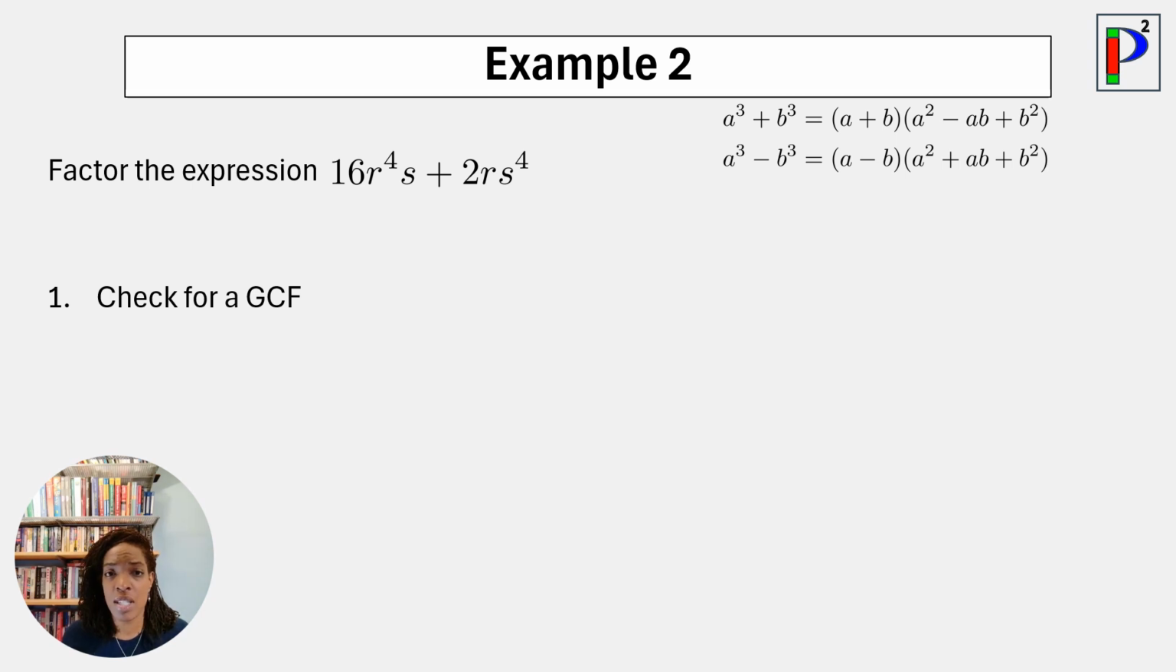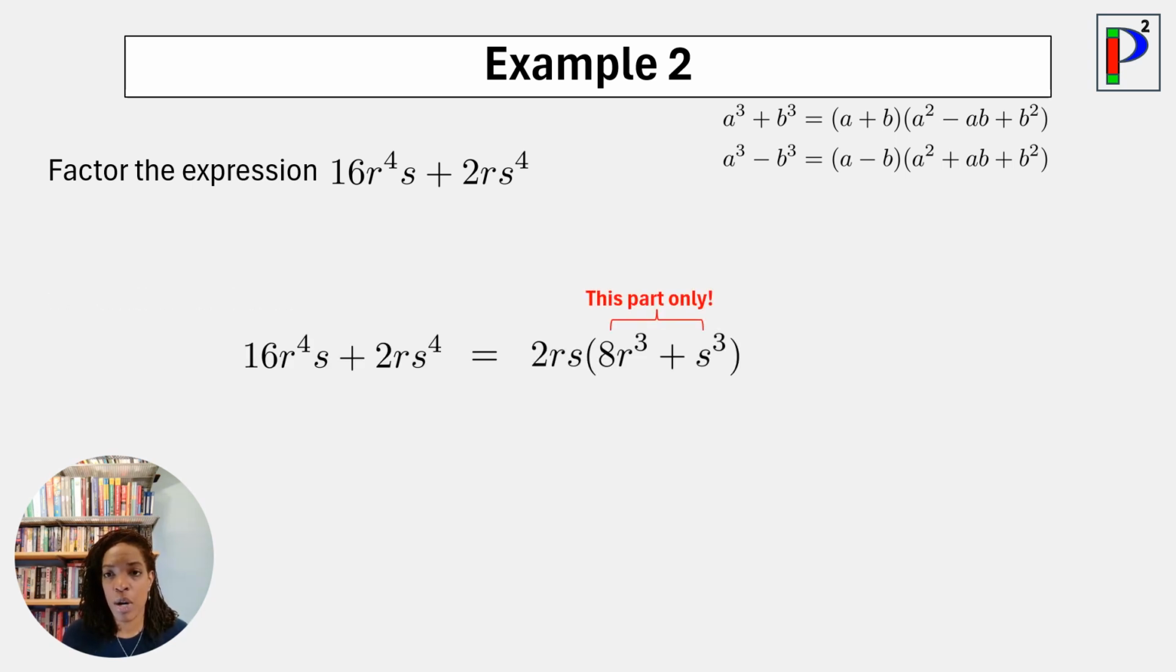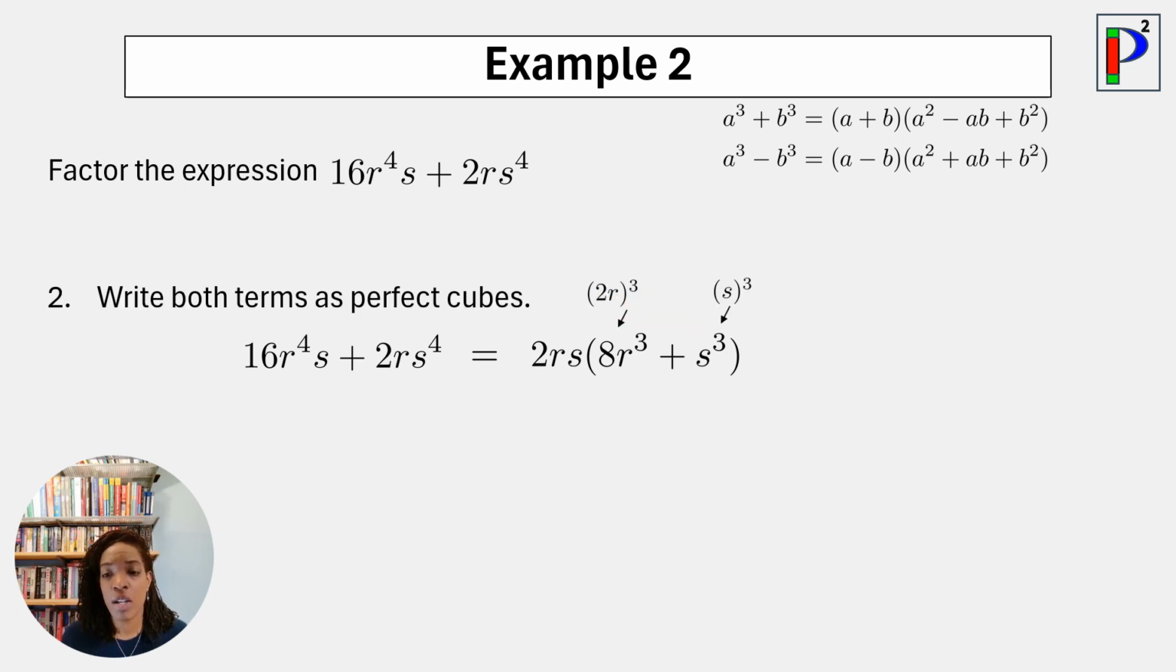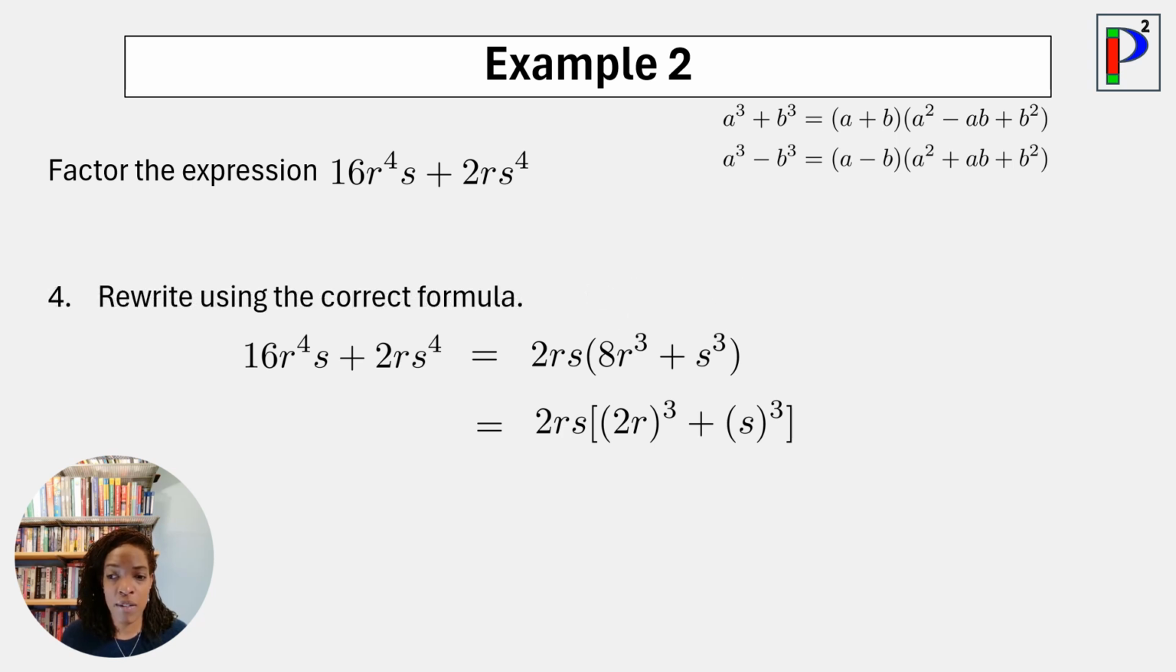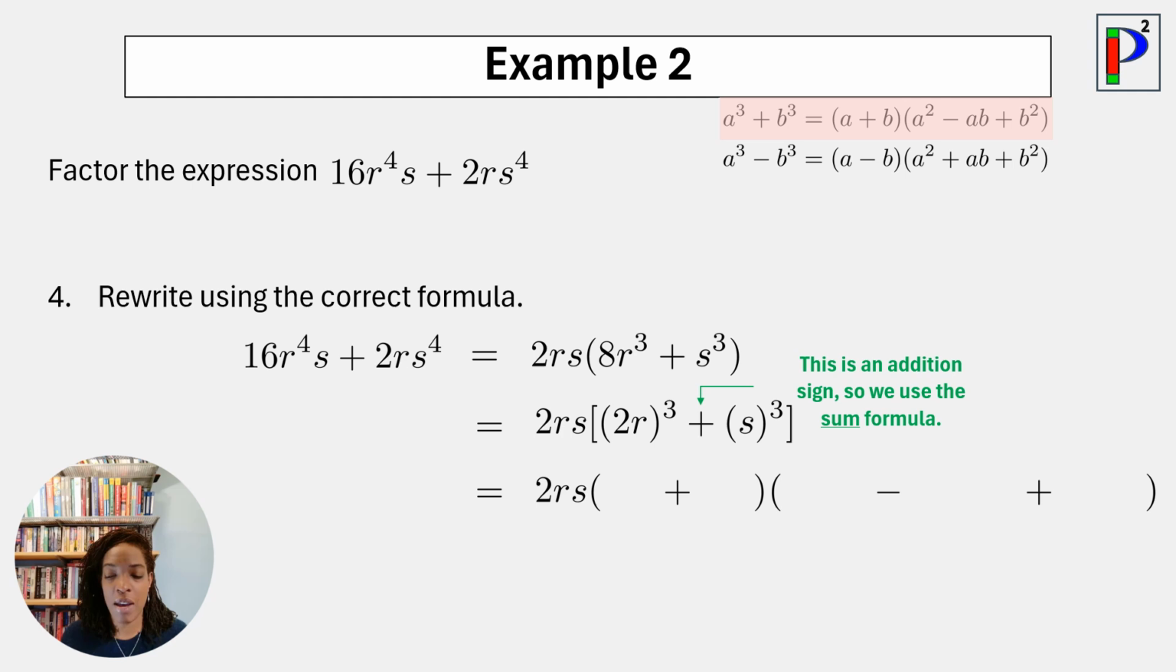Factor 16r to the fourth plus 2rs to the fourth. First, I see my GCF is 2rs, so I'll factor that out. Now I'm going to quickly check my requirements, but in the parentheses only. This is a binomial in a sum, and it can be written as 2r cubed and s cubed. So let's rewrite our expression so that we can factor easily. Next, I'm going to choose the right formula. This is an addition formula, so I'm going to use my first one.